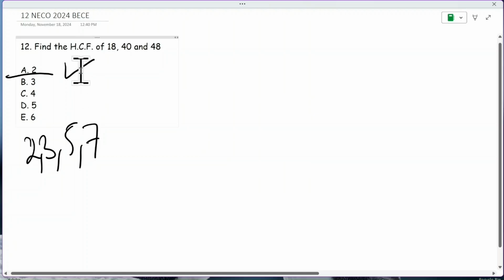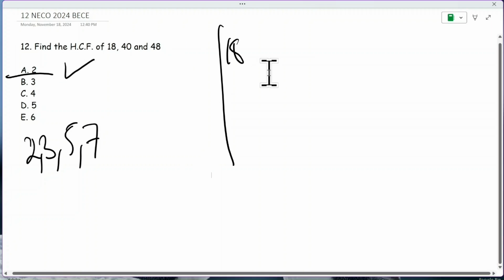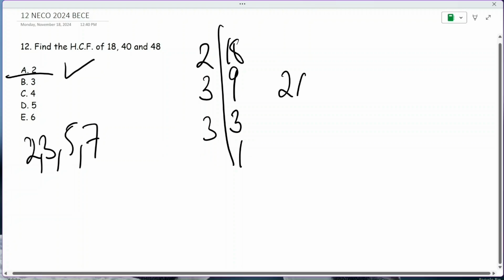To prove that we are right, or to prove that the common HCF method will still give us the same answer, we'll take 18 first. We'll break it down to its product of prime numbers. So we say 2 in 18, 9. 2 cannot go in 9. We take the next prime number, which is 3. 3 in 9, 3. 3 in 3, 1. So we have 2 times 3 times 3, that's 18.